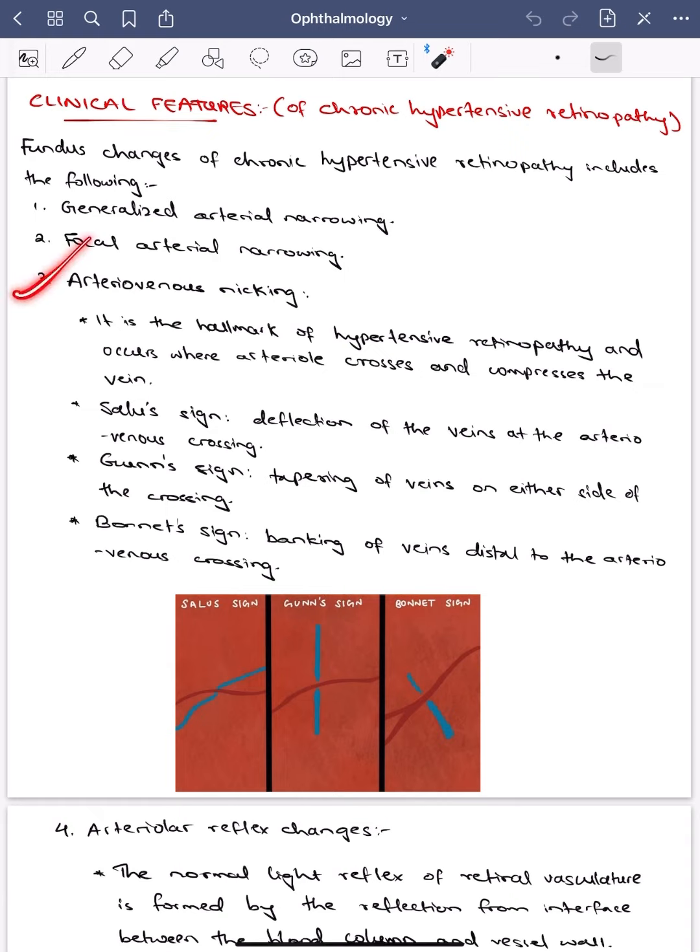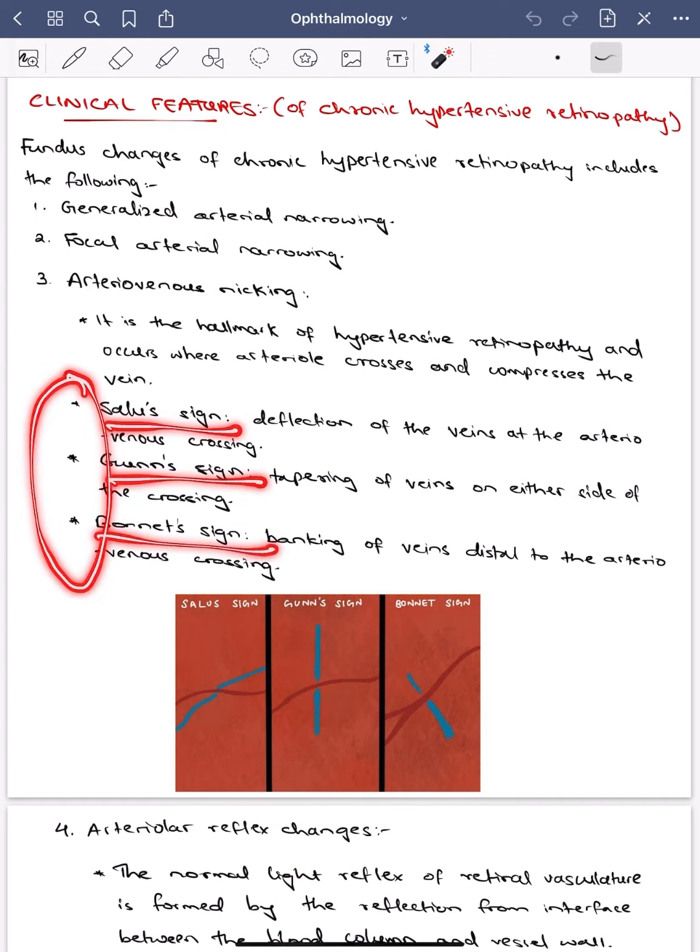The third clinical feature is arteriovenous nicking. Now, it is the hallmark of hypertensive retinopathy, and it occurs where the arteriole crosses and compresses the vein. Okay, so arteriovenous nicking is the hallmark of hypertensive retinopathy, and it occurs where the arterioles cross and compress the vein. Now, under arteriovenous nicking, we have three important signs: Salus sign, Gunn's sign, and Bonnet's sign.